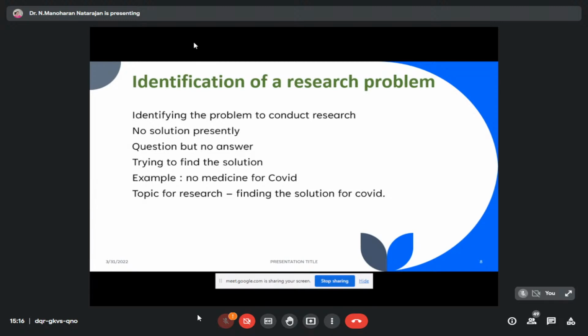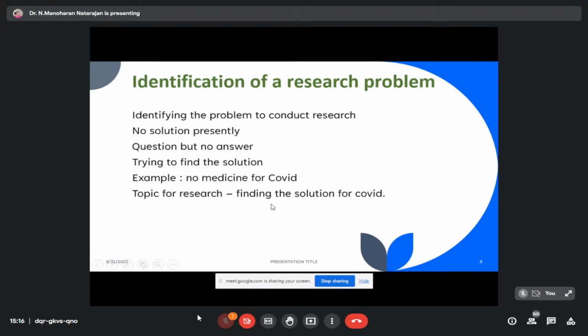Don't think that we are going to find medicine meaning antiseptic or any tablets or injection like that. We are finding the way for COVID issues. Okay. The topic for research is finding the solution for our COVID issue or some other issue.